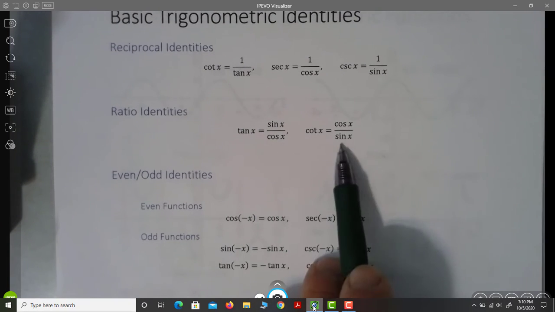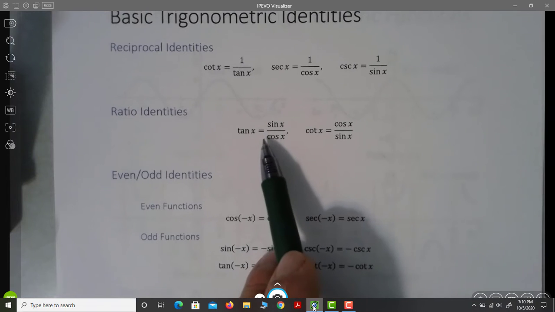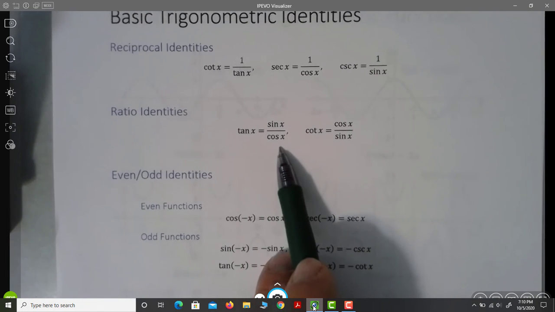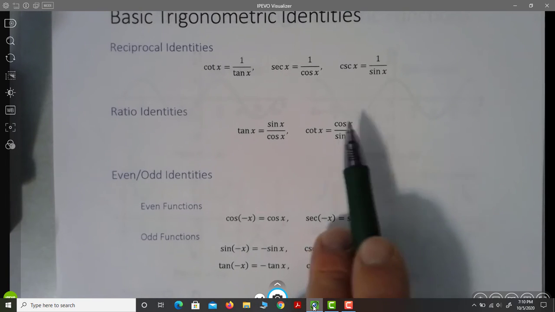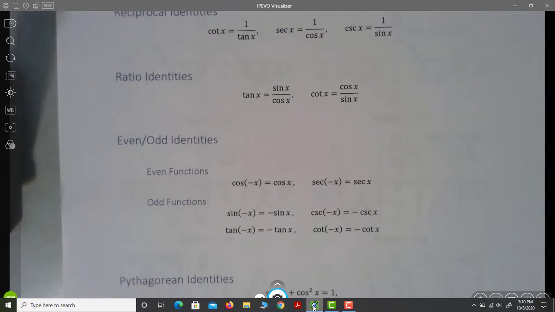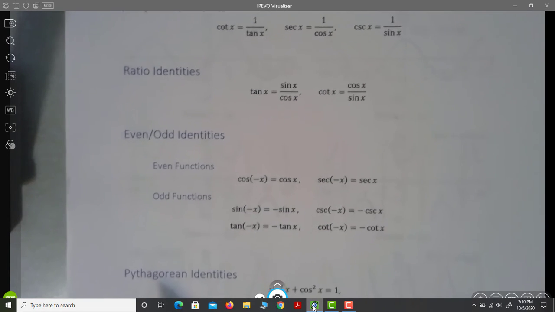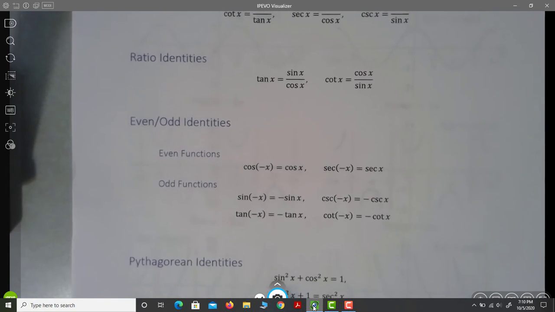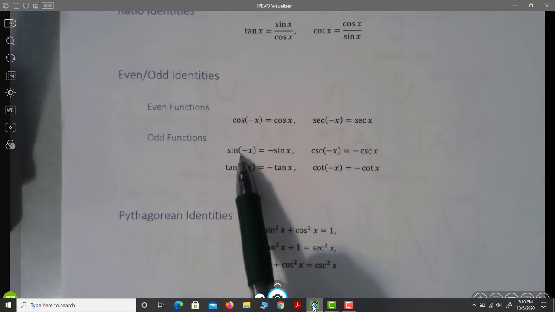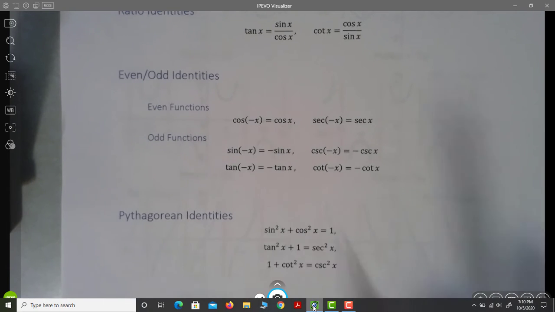We have done this quite a bit before as well. The tangent of x is the sine of x over the cosine of x, and the cotangent of x is cosine of x over sine of x. Now, there are a few more that we haven't worked with too much, though we've said a little bit about, especially the one for sine and the one for cosine in the past.